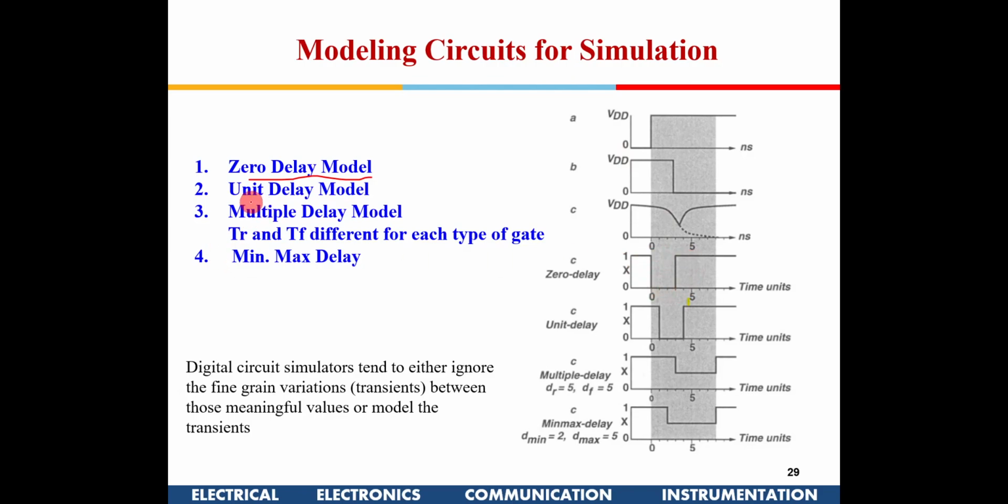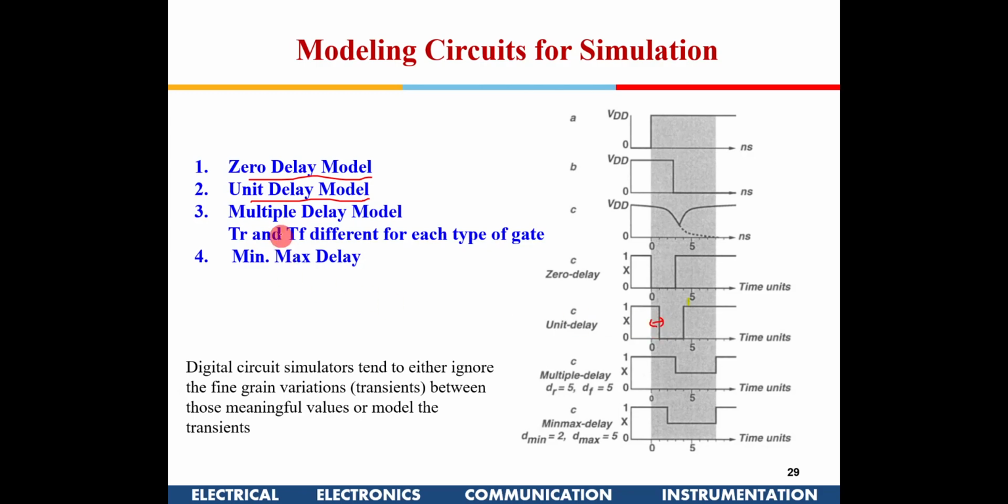Now the second is a unit delay model. We can say that this has some definite unit, a few picoseconds, which you define as the unit delay, and you say this much unit delay will be there. So this shaded portion is where the input is changing, and this is where the output is changing. So you have a unit delay model.